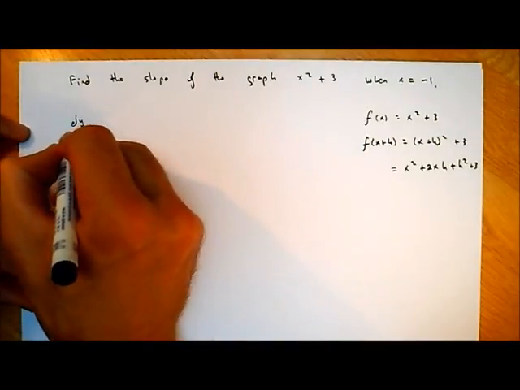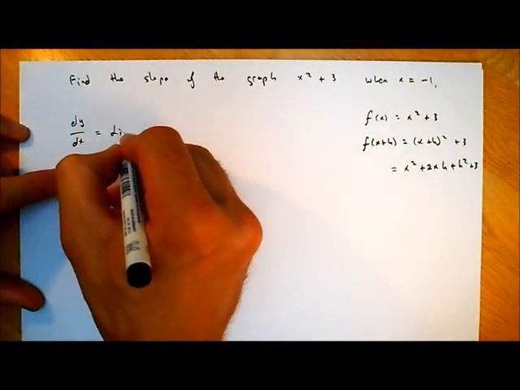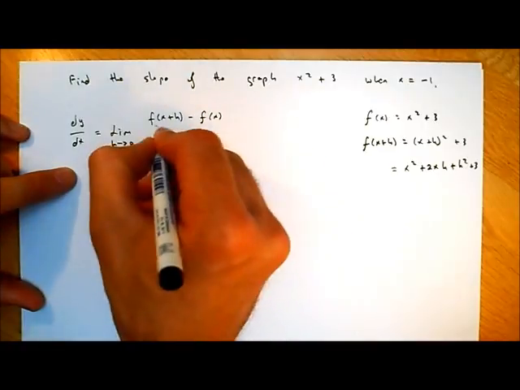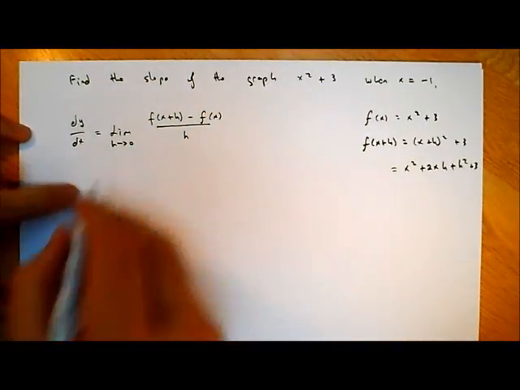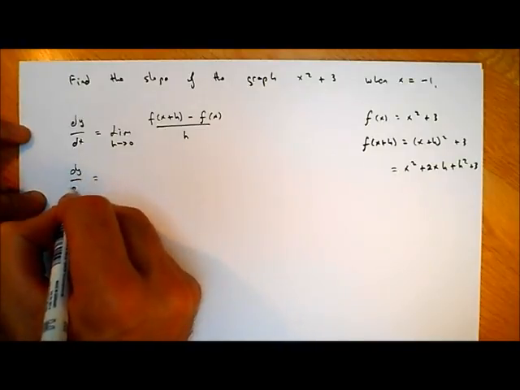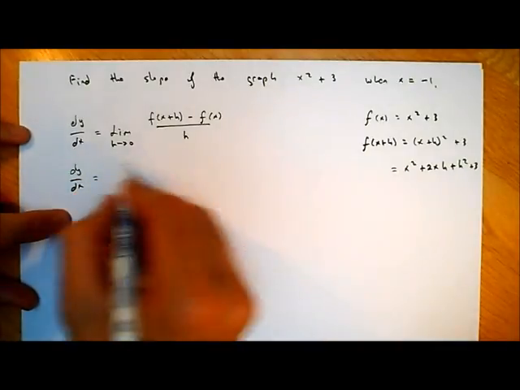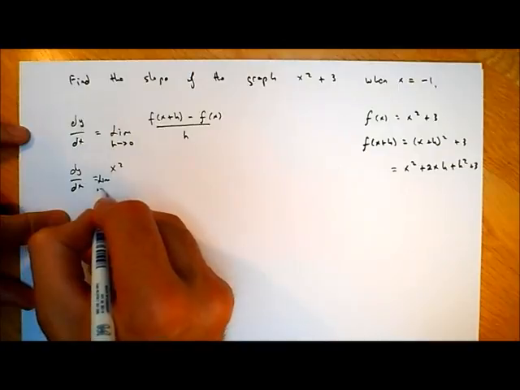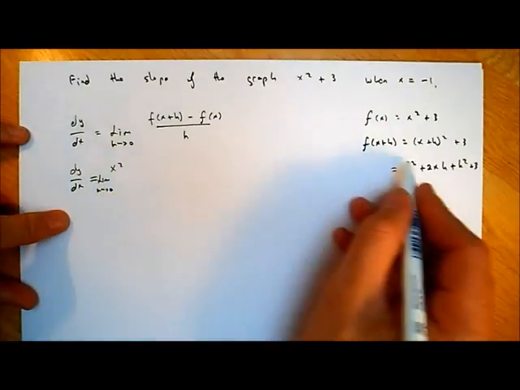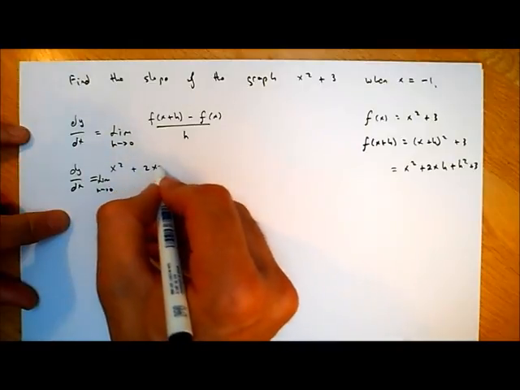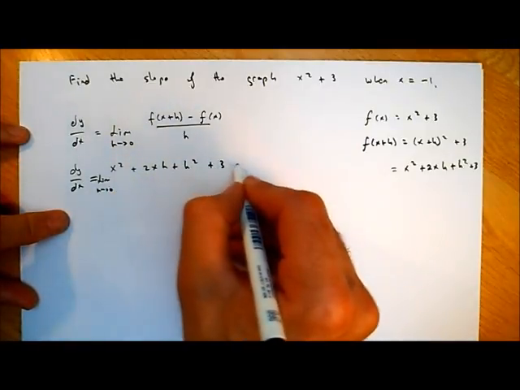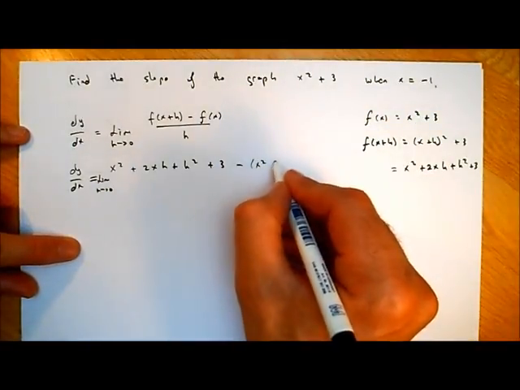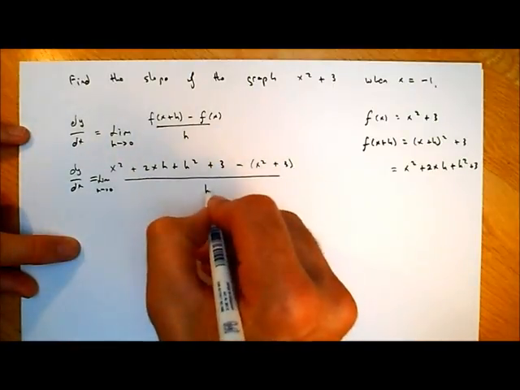So dy over dx, you're just using the formula, the limit as h approaches 0 of f of x plus h minus f of x all over h. We know where that formula came from. So now let's fill in. dy over dx, the slope of the graph, is equal to the limit as h approaches 0 of x squared plus 2xh plus h squared plus 3 minus f of x. So f of x is this, and don't forget it's minus all of that, so minus x squared plus 3, all divided by h.